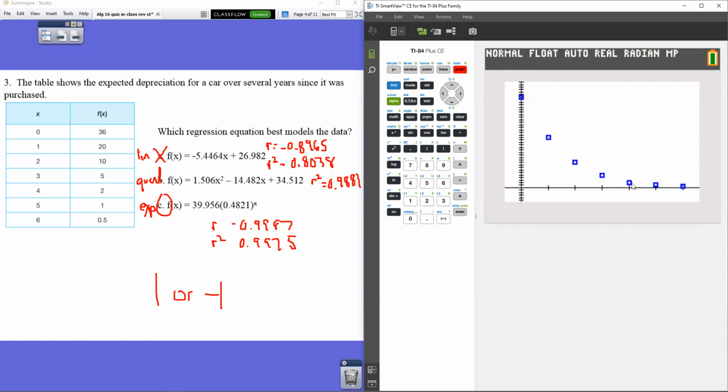I can see that this looks like an exponential curve. So that would be a good indication that it's probably exponential. But you do need to find all of your R values by doing stat calc.